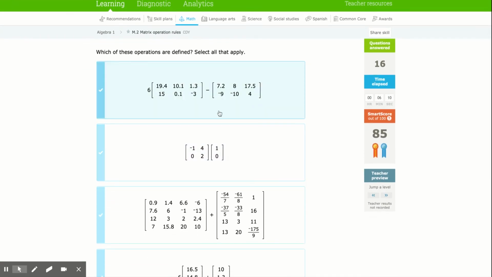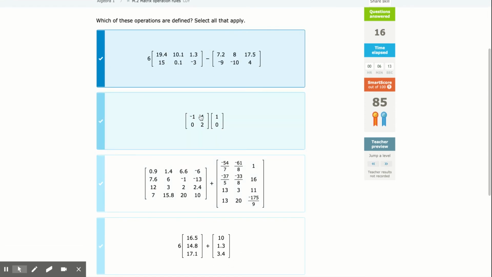2 by 3, 2 by 3, absolutely. How many columns? We have 2 columns. How many rows? We have 2 rows. Yes, we can multiply that.